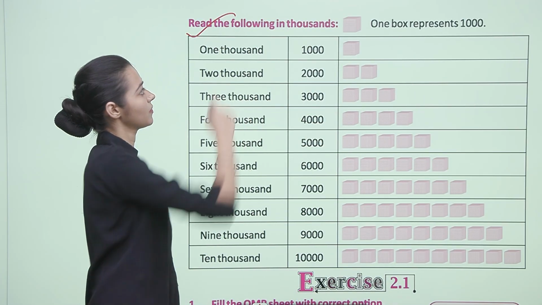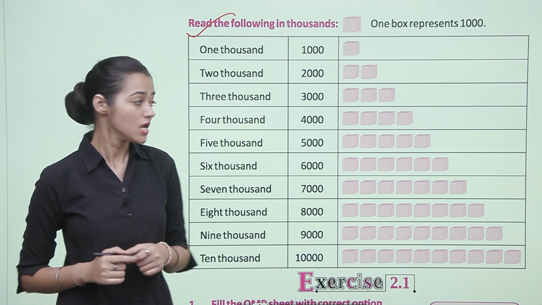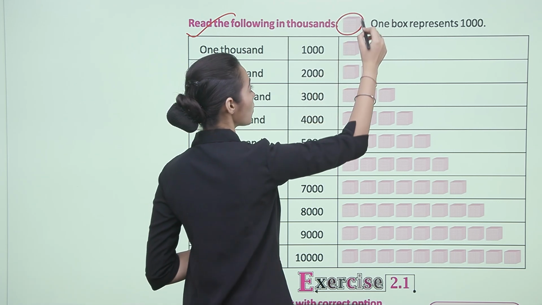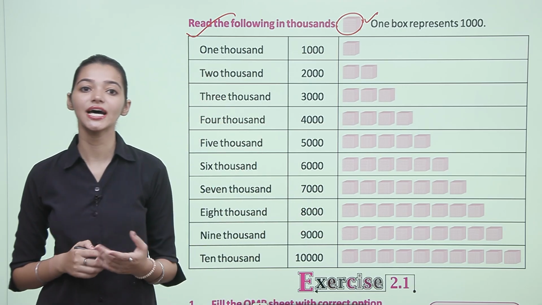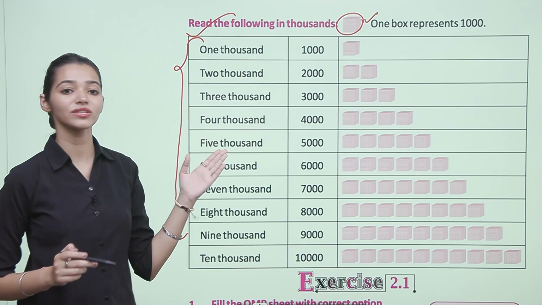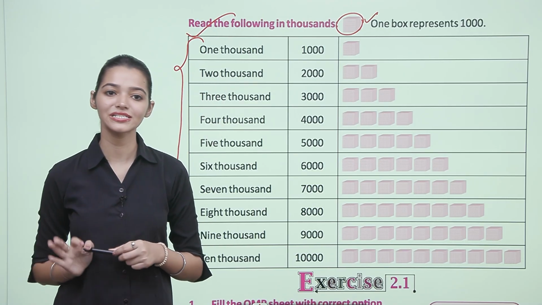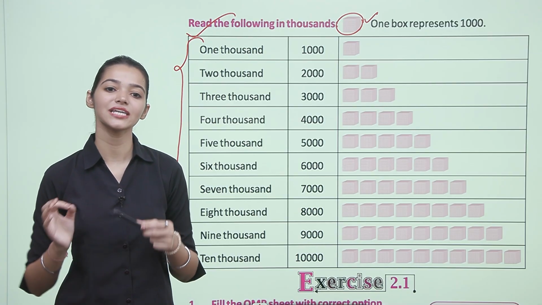Now read the following thousands. One box represents 1000. So here are all our boxes, and we can read it as 1000, 2000, 3000, 4000, 5000, 6000, 7000, 8000, 9000 and 10,000.